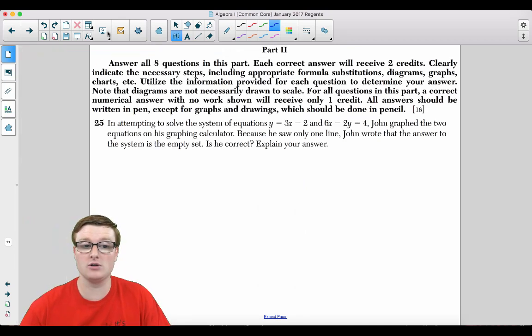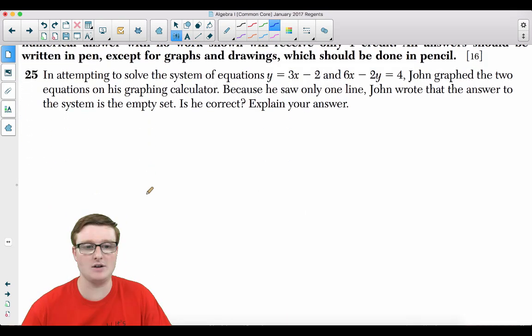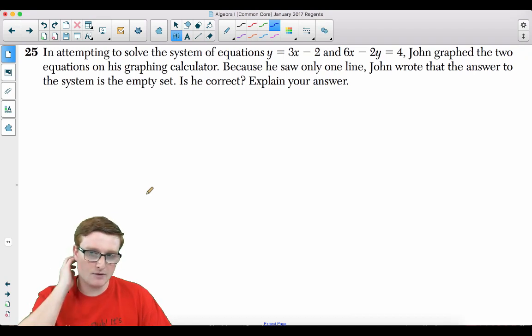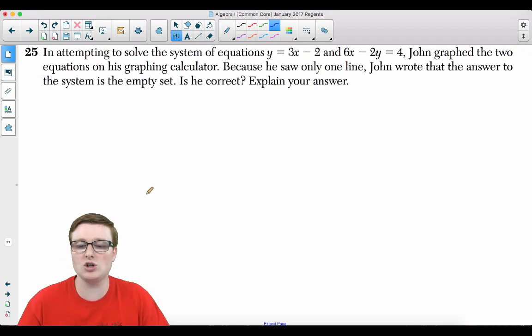All right, without further ado, no time wasting, number 25, here we go. In attempting to solve the system of equations y equals 3x minus 2 and 6x minus 2y equals 4, John graphs the two equations on his graphing calculator. Because he saw only one line, John wrote that the answer to the system is an empty set, meaning that there's no answer. Is he correct? Explain your answer.